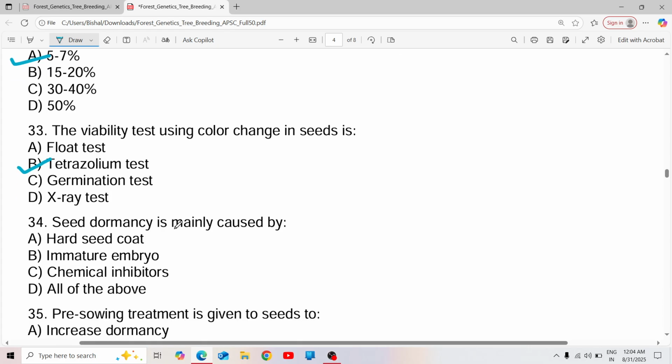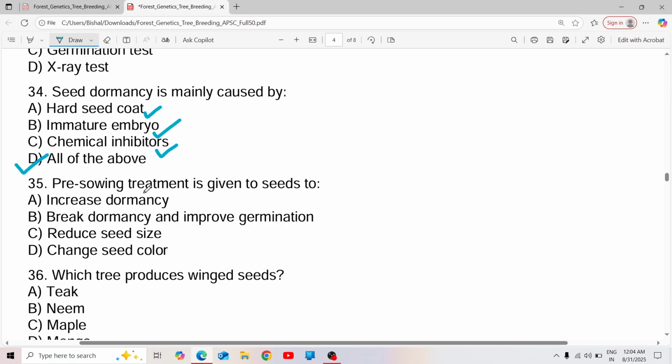That is the correct answer. Question 34. Seed dormancy is mainly caused by hard seed coat. Yes, this is correct. Immature seed is correct. Immature embryo is also correct. Chemical inhibitors is also correct, and also all of the above.